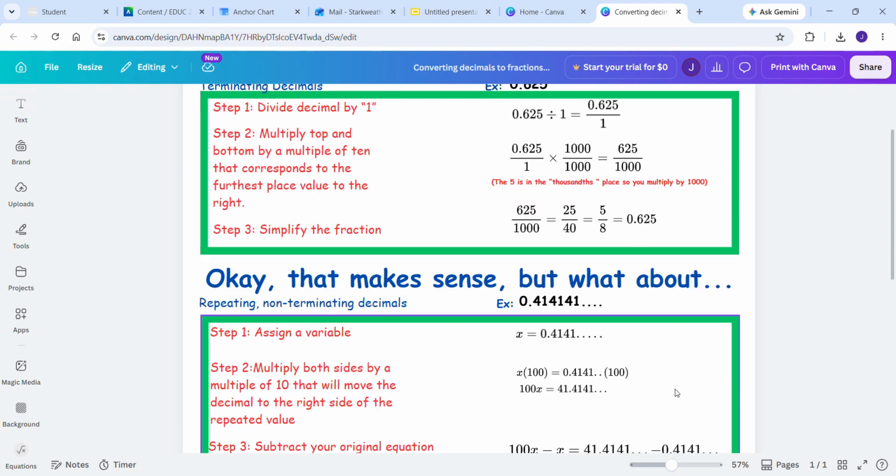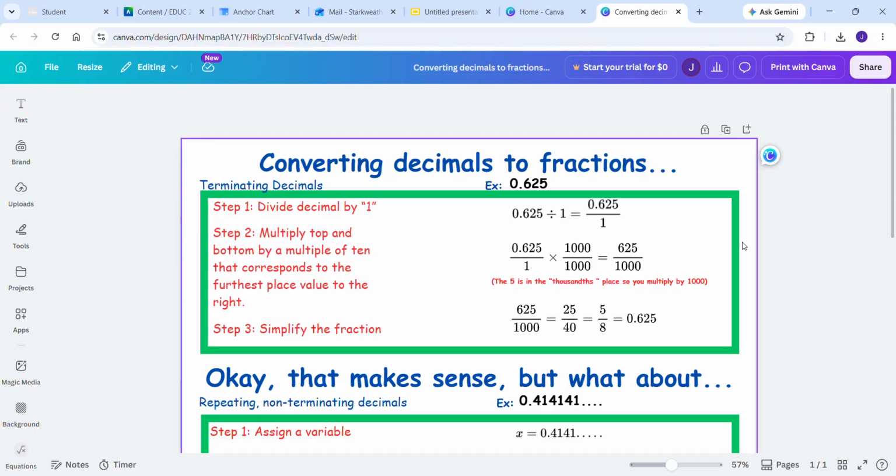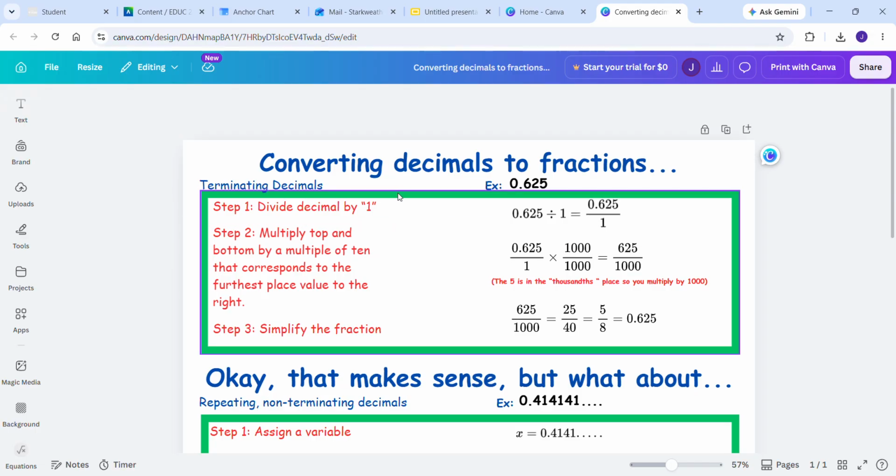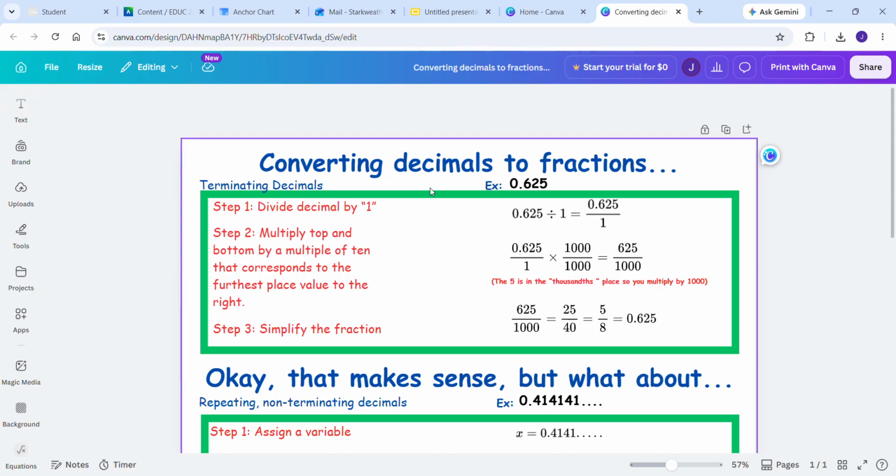All right, so I started with converting decimals to fractions. And I started with terminating decimals, and an example is 0.625. Terminating decimals are just decimals that, like the word says, they end. They have an ending point.